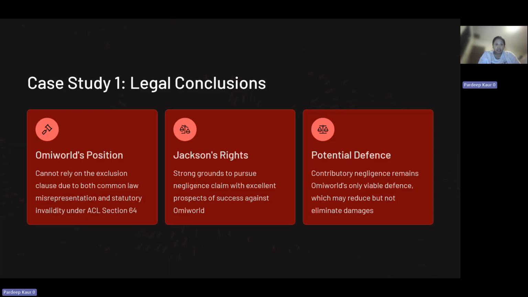In conclusion, Omniword cannot rely on the exclusion clause. Jackson has strong grounds to sue in negligence. Omniword's only remaining defense is contributory negligence, arguing Jackson was partly to blame. Even then, it would merely reduce damages rather than remove liability altogether.